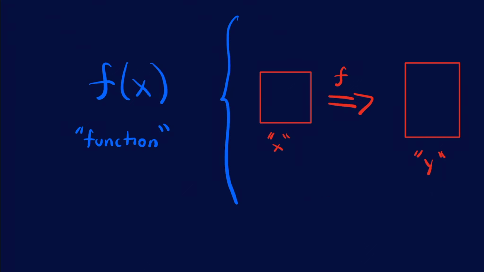Now, in a function, usually x is known as the independent variable, and that's because we choose the value of x. X can be any value, but y depends on x, so y is called the dependent variable.